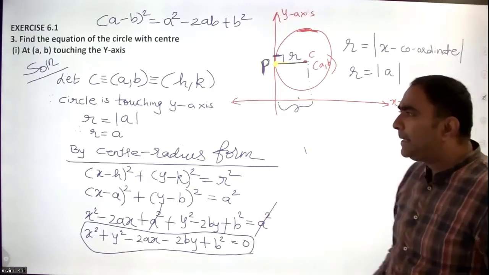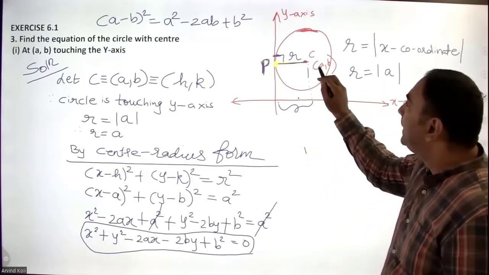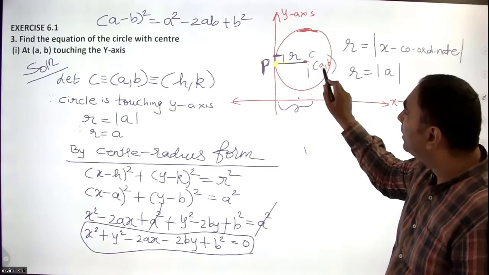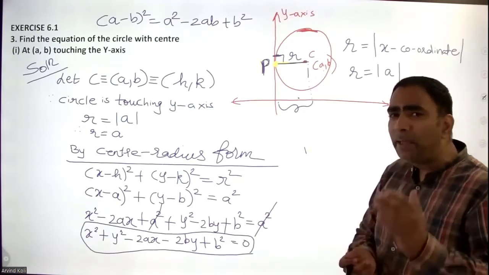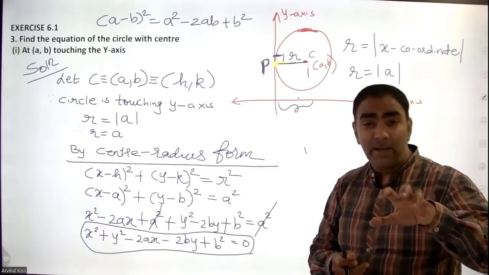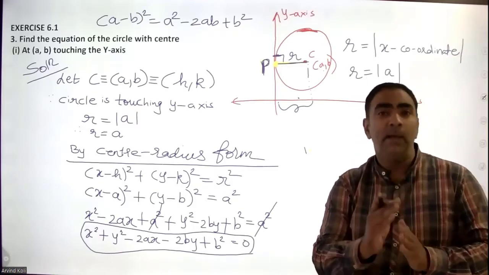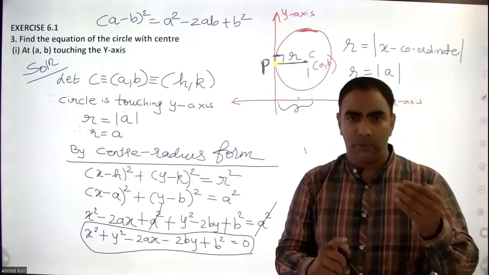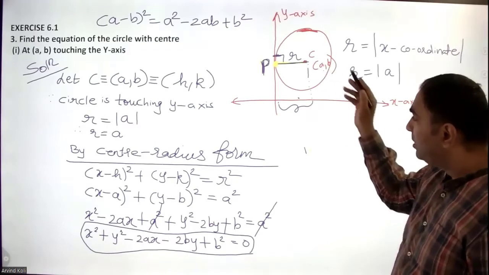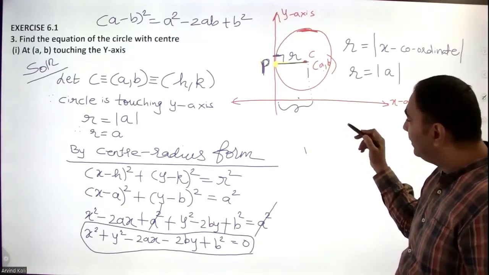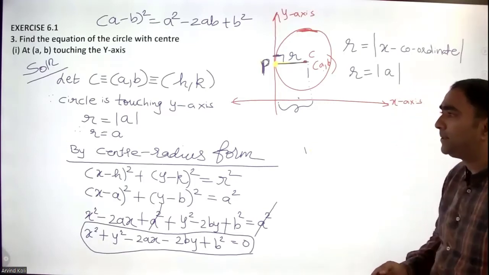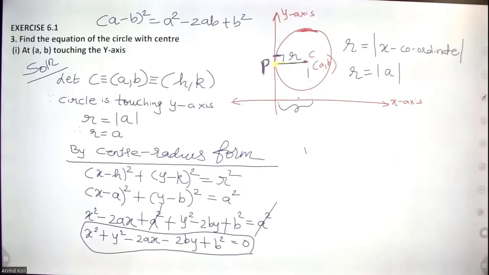So the most important concept in this particular sum was, if the circle is touching the y-axis, its radius will be equal to the corresponding x coordinate. And vice versa, you tell me, if the circle is touching the x-axis, then the radius of the circle will be equal to the magnitude of the y coordinate. All right? If this circle were touching the x-axis, then radius would be equal to modulus of b. Yes, correct, that's correct. Okay, next we see.